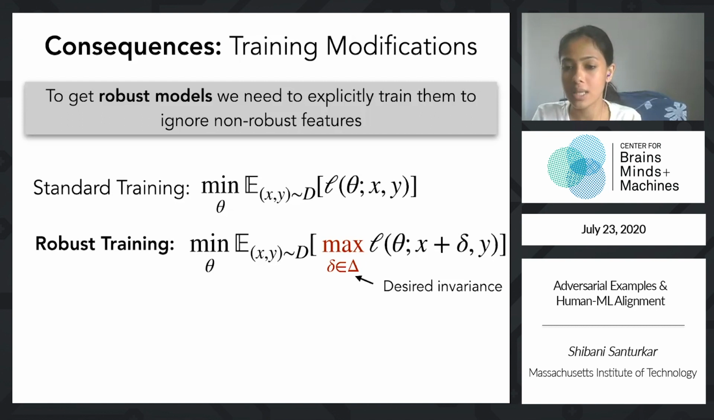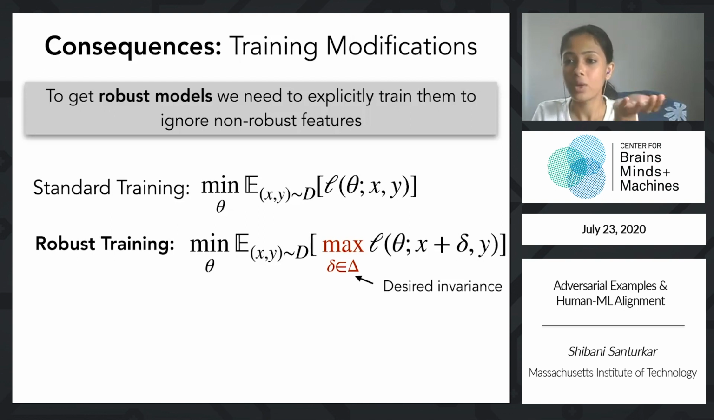So what I'm going to do is attack this data point with an adversarial attack and find a delta within the allowed set that convinces my model, let's say, that this dog is a cat. And then rather than training on the original image, I'm going to train on this perturbed image and tell the model, even for this perturbed image, you should still predict the original label.